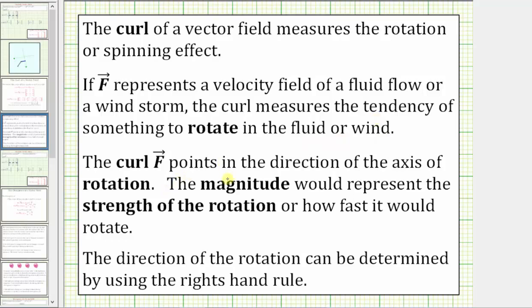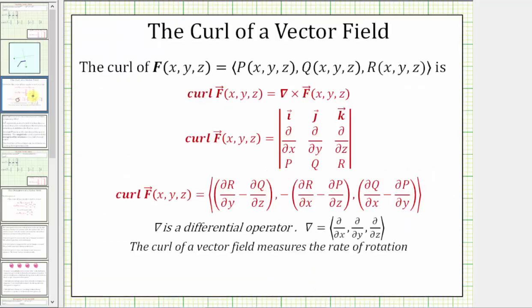The curl of F points in the direction of the axis of rotation, and the magnitude represents the strength of the rotation or how fast it would rotate. The direction of rotation can be determined using the right-hand rule. There are several ways to express the curl of a vector field.